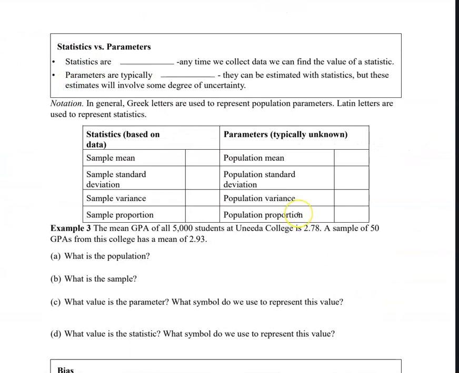So what are the differences? Again, let's talk a little more about statistics versus parameters. Statistics, remember, come from our sample. So we always know what a statistic is. Statistics are knowable. Anytime we collect data, we can always calculate a statistic because that comes from the sample that we gather. Whereas parameters are typically unknown. We have to estimate parameters using those statistics. So there's always that degree of uncertainty.